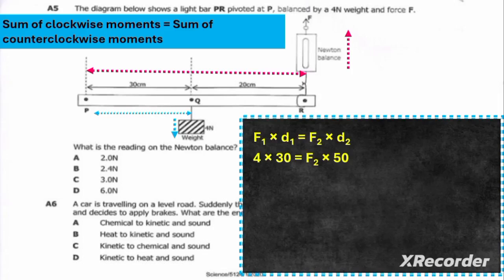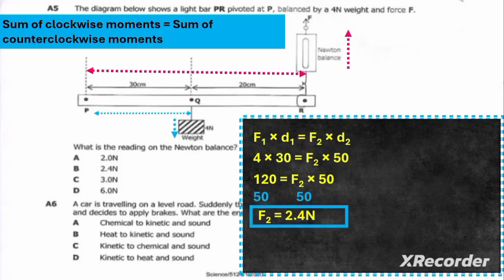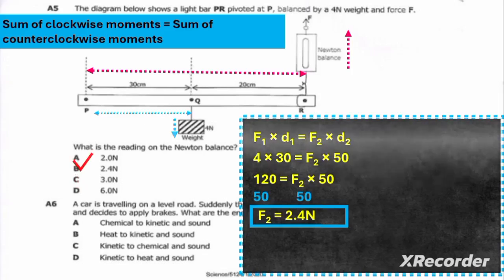So we are going to say 4 times 30, we get 120. Here we have 50. So to calculate F2, we divide both sides of the equation by 50. Then we say 120 divided by 50, and we get 2.4 Newtons. So 2.4 Newtons is our final answer. Therefore, our correct answer here is B. We are done with this question. Let us move to the next question.